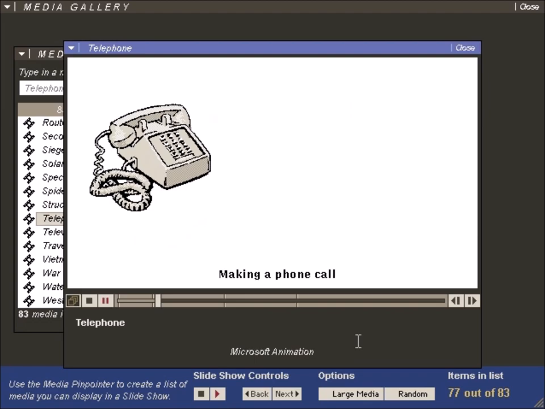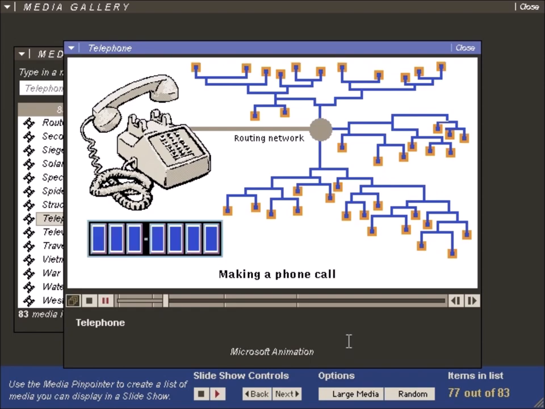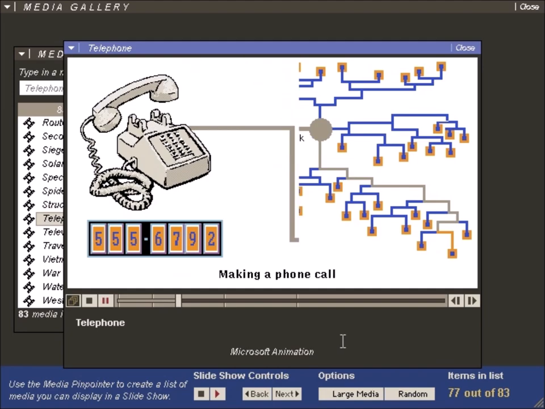What happens when you make a phone call? Start by lifting the handset from the cradle. The switch rises and the telephone is connected to the routing network. A number is dialed and transmitted. The phone number sets the routing path and signals an incoming call.